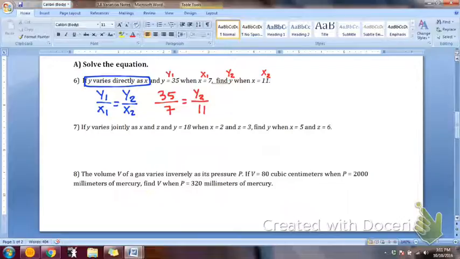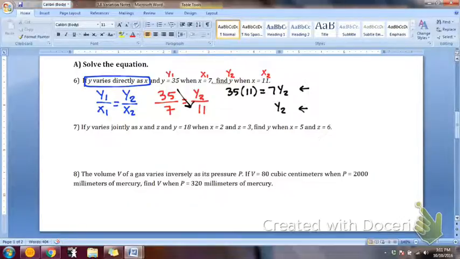Okay, how do we solve a proportion? Anybody remember how to solve a proportion? Cross multiply. There you go, cross multiply. Okay, so I'm going to do 35 times 11, and I want you to write this out, please. Equals 7y2. You can write this step out, and then you can write the answer.